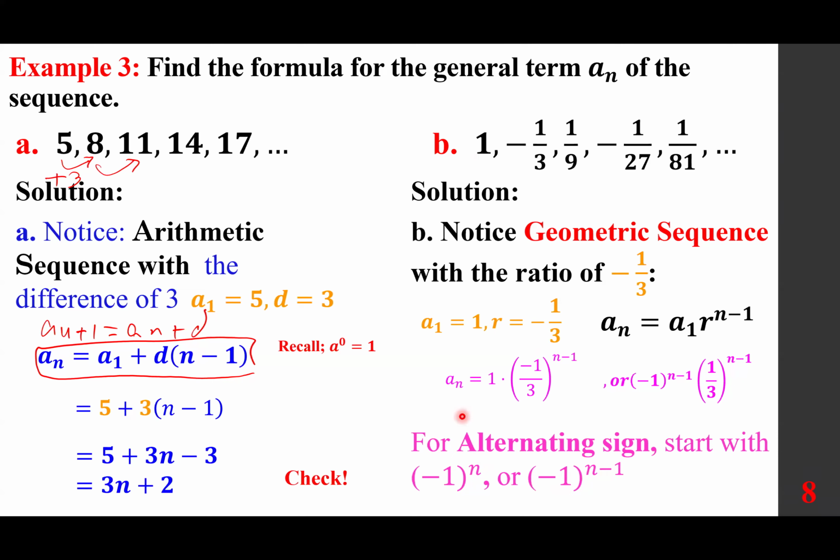Having said that, we are going to check. To check this, let's put n equals 1. And when we do that, everything to the power of 0 is 1. 1 times 1 is 1. So the first one checks, and I'm going to leave it for you to check the second one. Always check at least 2, if not more, just to be on the safe side.